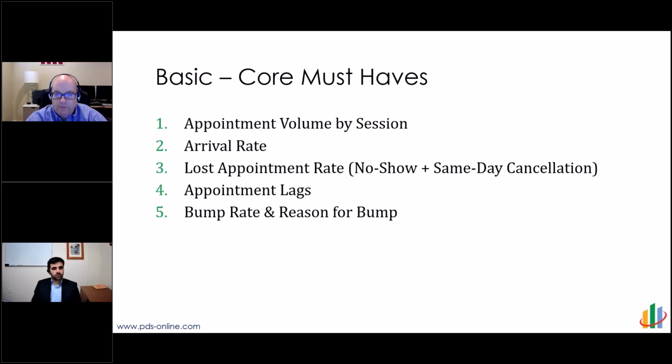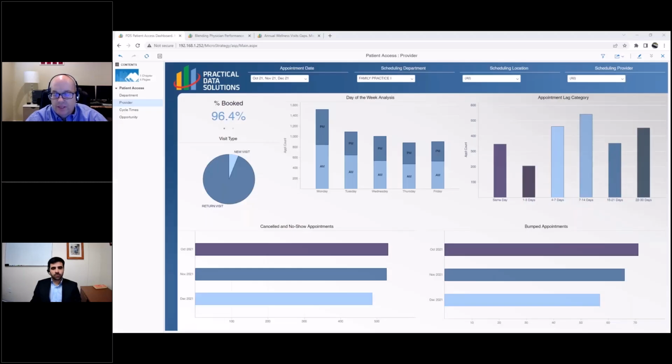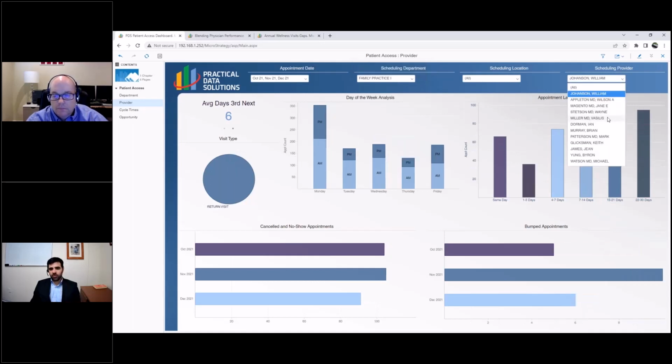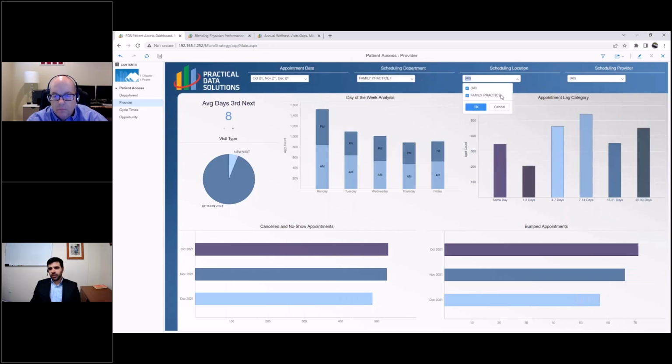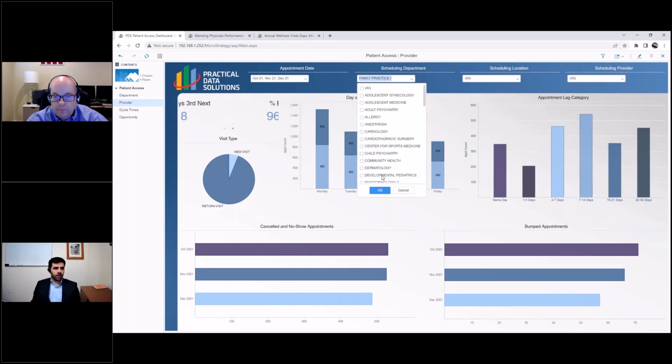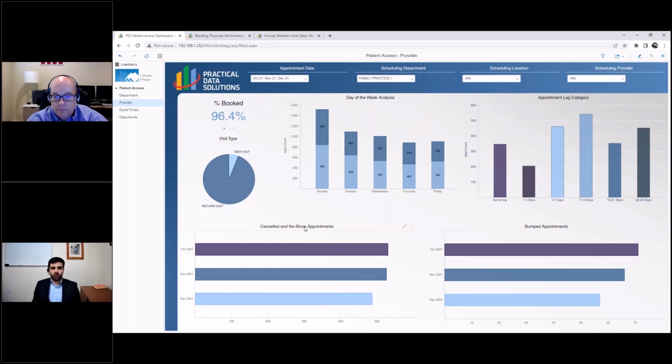So if we look at a visualization on this, we can see how that works together. In this visualization, we can look at it from an individual physician level with a lot of the key metrics you just shared, Scott. But we can also filter by department, location, or down to an individual provider, like I mentioned. So this is really going to help us start to get an overall picture of what's going on within the clinic. We can look at things like appointment lag times, even trends in bumped appointments, and also trends in canceled and no-show appointments if we want to look at that too.